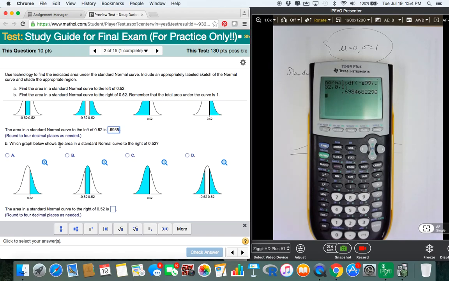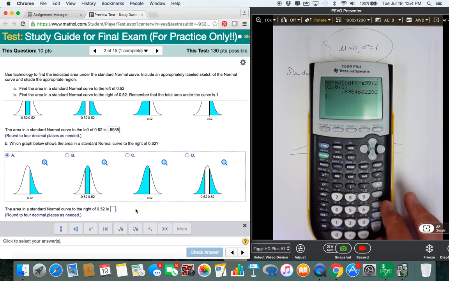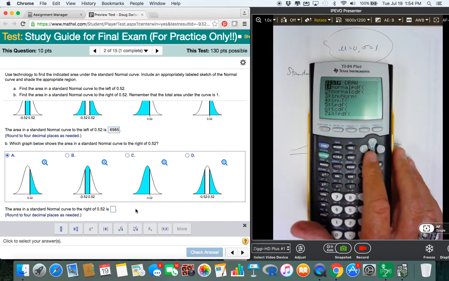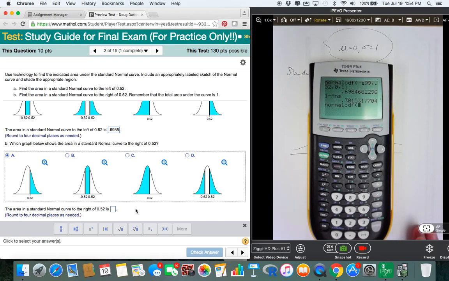All right, which graph shows the area in the standard normal curve to the right of 0.52? Well, guys, that's clearly going to be part A. And the area in the standard normal curve to the right of 0.52, well, we can do this one 2 different ways. I could just go 1 minus the answer from the previous problem because I know the area under the curve is equal to 1. So I could get my answer that way, which is by far the easiest, which is 0.3015.